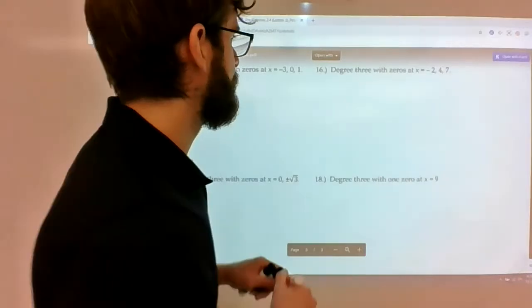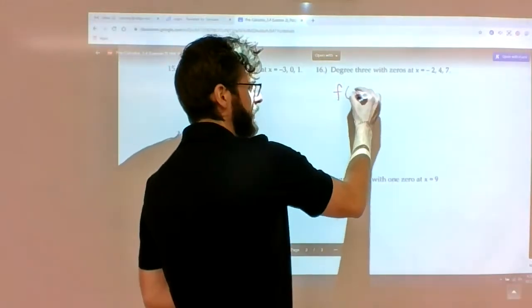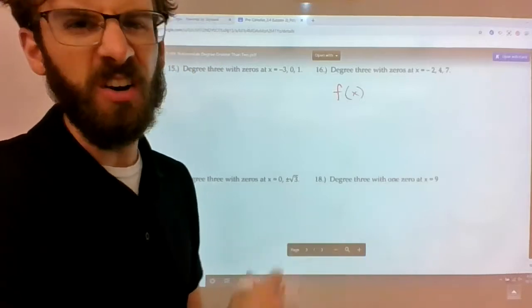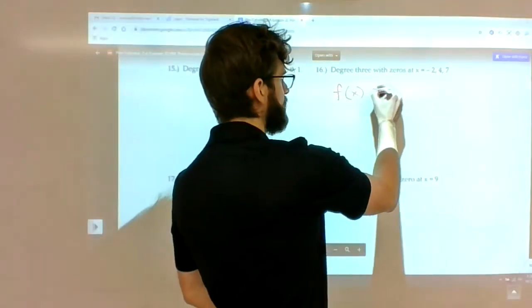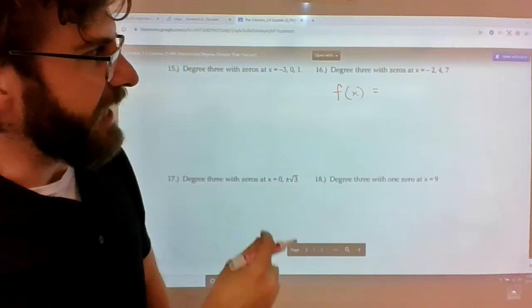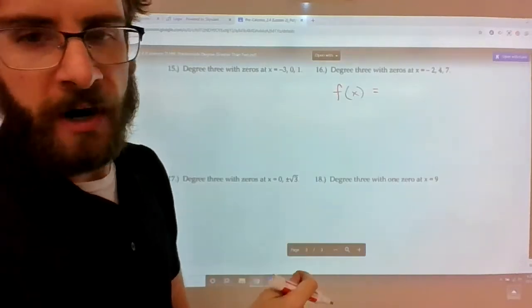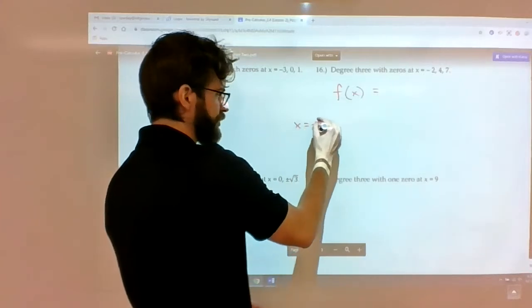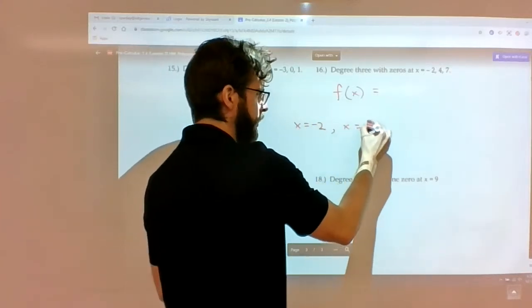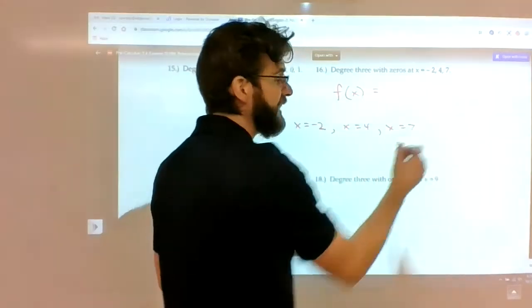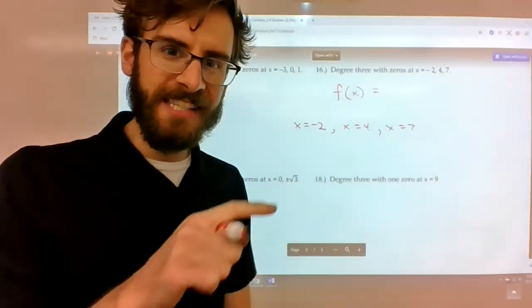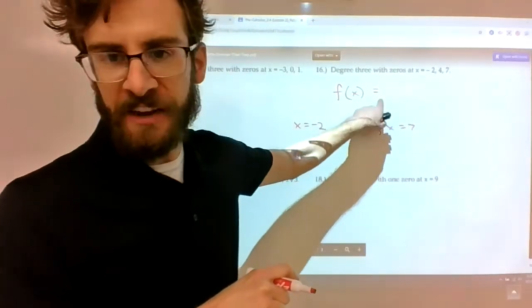So 16. I'm creating a polynomial, so I'm just going to call these functions f of x. You could call them y if you wanted to. This equals the function that has x equals -2, x equals 4, and x equals 7 as zeros. If these are your zeros, that means you can work one step backwards to compute what that function would be.